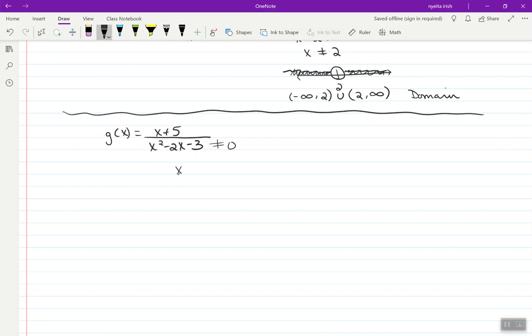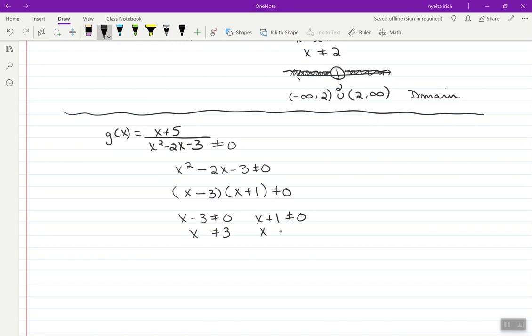So I solve this quadratic equation by either factoring it, or you could use the quadratic formula, but most of these you'll be able to factor. So I have x minus 3 times x plus 1. Can't be 0. Has to multiply to negative 3, but add to negative 2. Set each of the factors not equal to 0, and then solve for x.